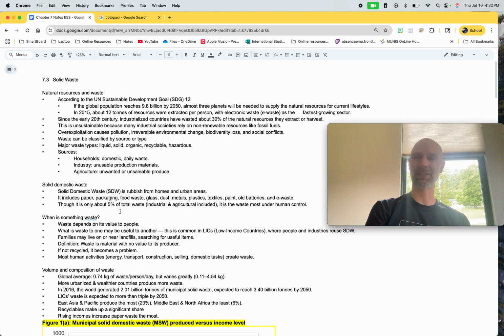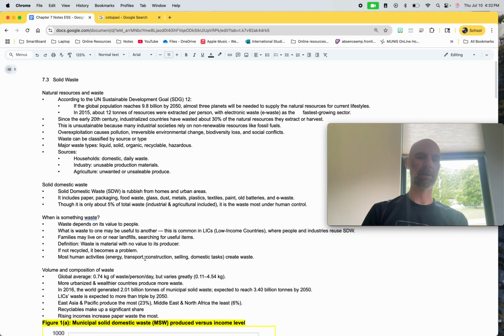Yep, America was built on this. Trash picking. So, dumpster diving. Dumpster dived in college. Sometimes you need a kitchen table and you can spend hundreds of dollars, or you can just see one by the curb and you got a buddy with a pickup truck, and that won't be there at night. This is common in low-income countries, where people in industries reuse solid domestic waste. Families may live on or near landfills, searching for useful items that they can then resell. Definition: waste is material with no value to its producer.